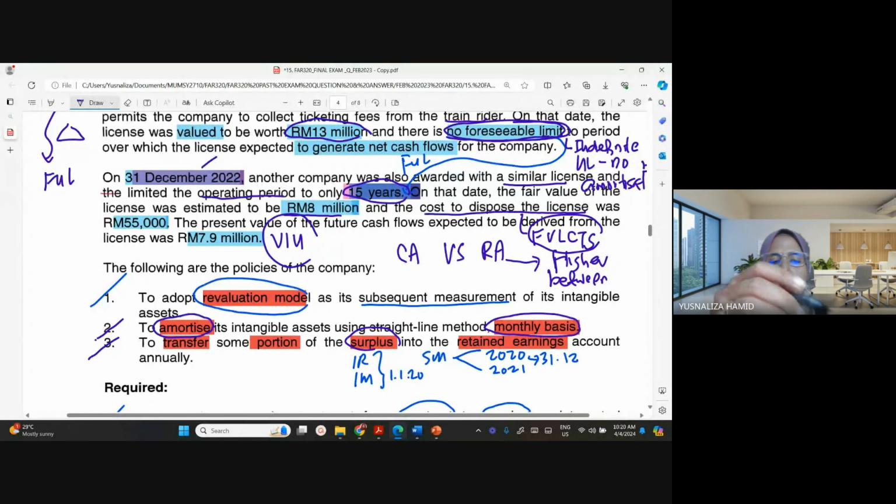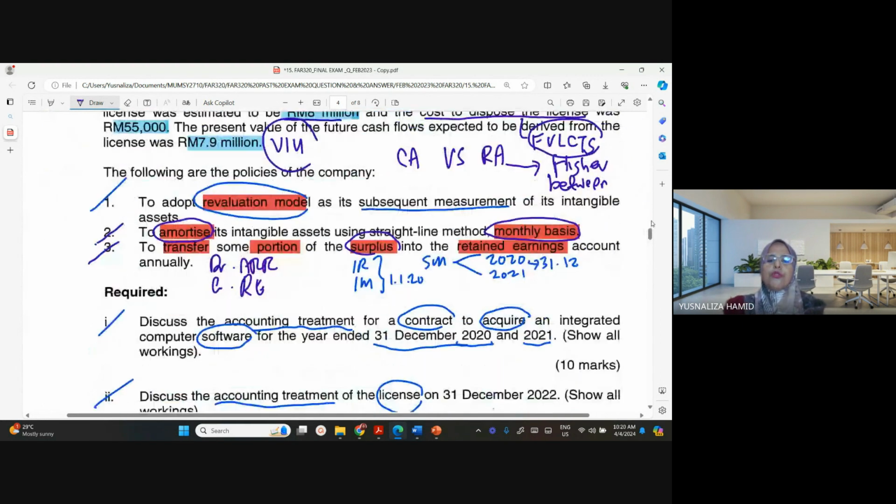So this is also similar to MFRS 116, where here you are going to debit the ARR, and you are going to credit your retained earnings, because you need to transfer the surplus to the retained earnings account annually.